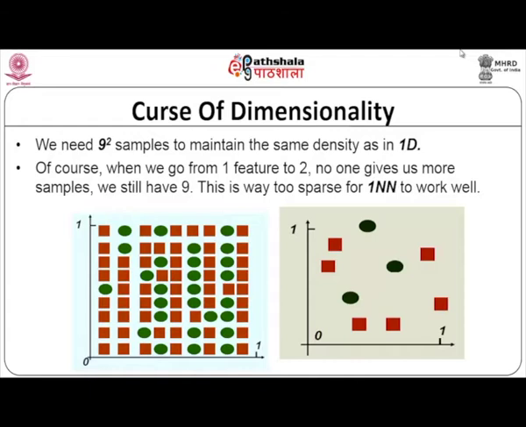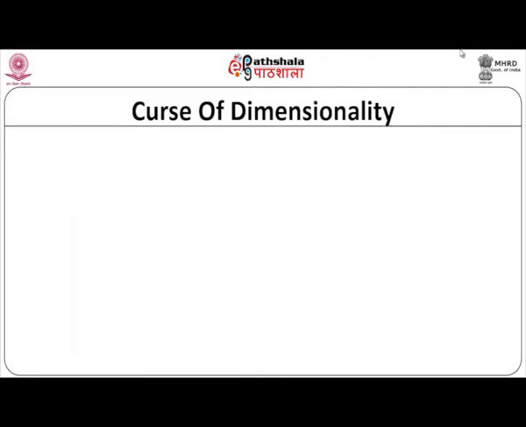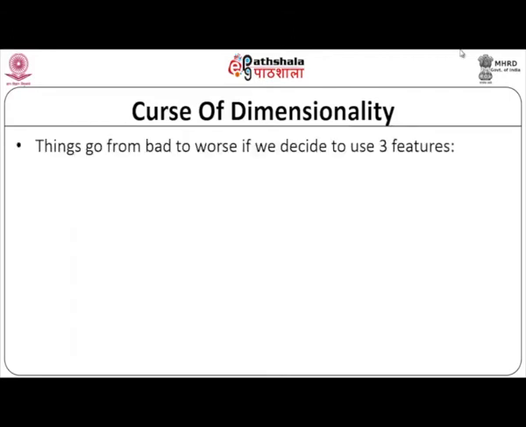But when we go from feature 1 to feature 2, no one is trying to give us more samples. So, if you have the same samples, you can see this. This is too sparse, the right hand side where you have two dimensions, but the number of samples is the same, 9. You find that the density is too sparse for the nearest neighbor to work well. Okay. Now, let us see the case when we use 3 features, it goes from bad to worse.